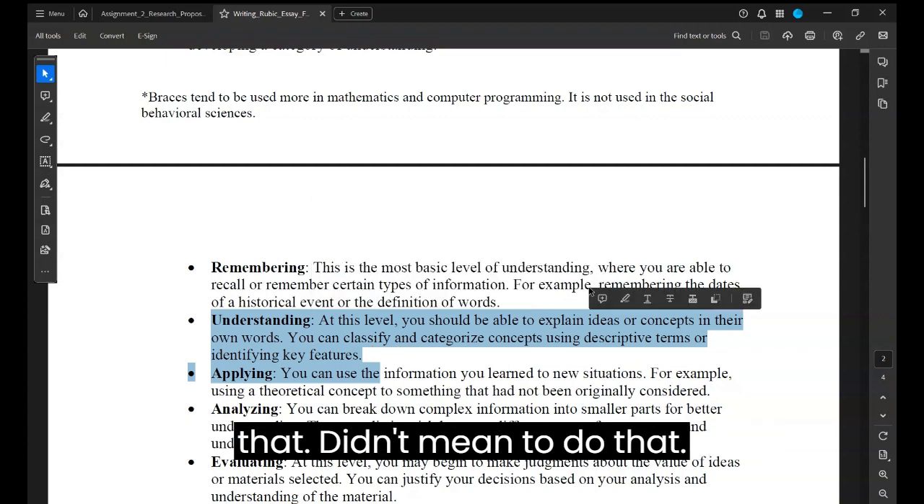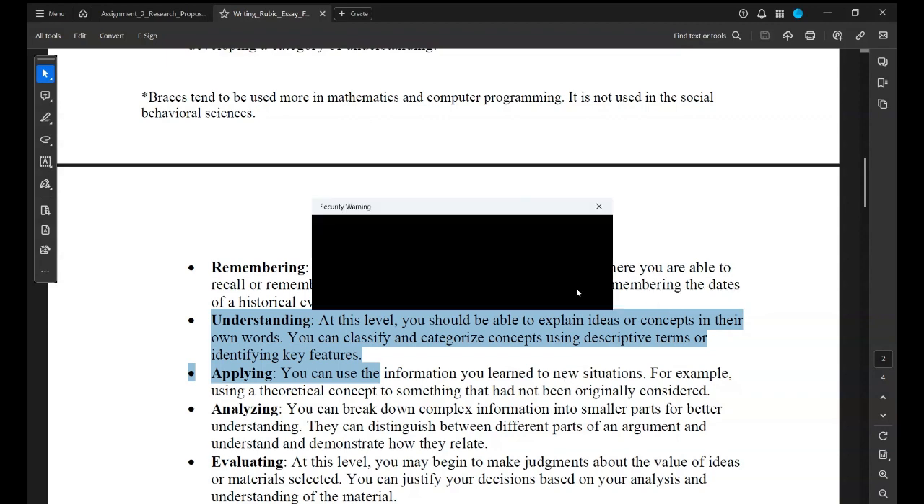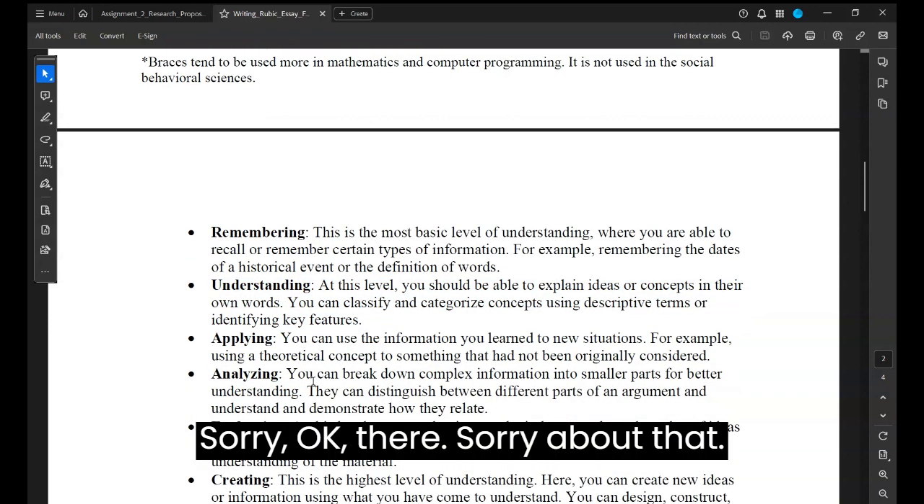Oops, sorry about that. Didn't mean to do that. Sorry. Okay, there. Sorry about that.